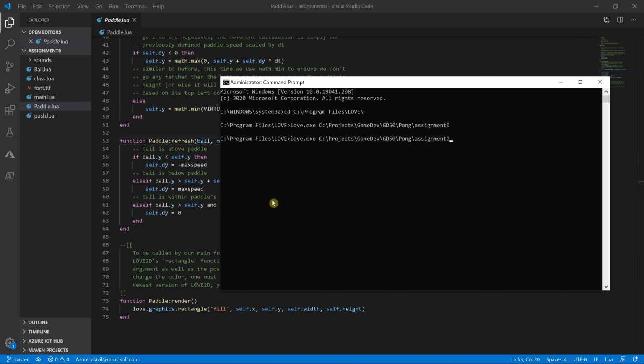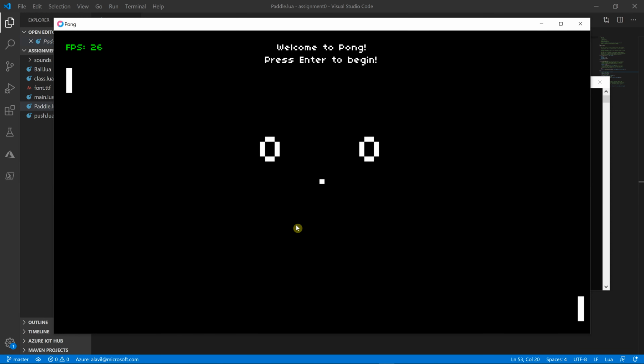So if we go to the assignment 0 and we launch the game, welcome to Pong, we press enter, and the game starts. So actually, currently we are controlling the left paddle with the keyboards, but the right paddle is AI driven actually.